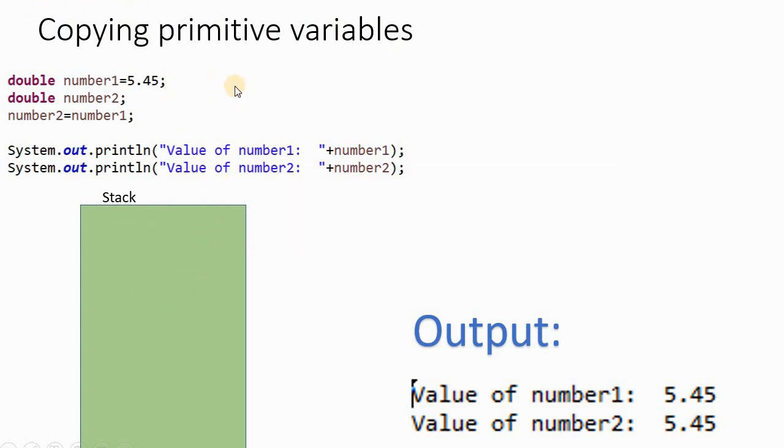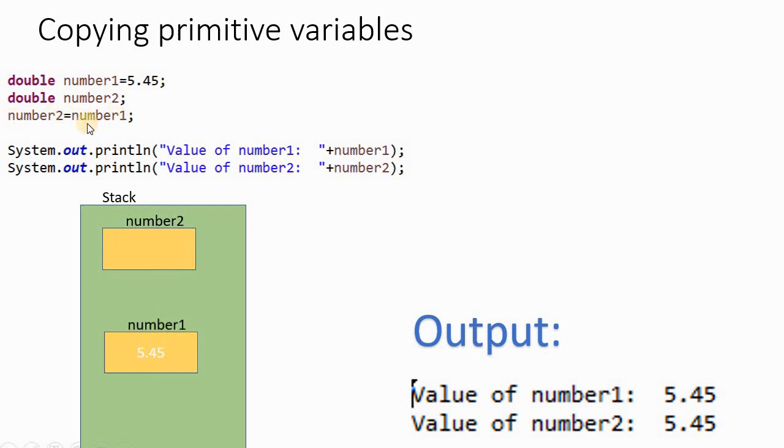Next is copying primitive variables. So here we have 5 lines, and we are going to see them one by one. Here we have number 1, and its value is 5.45. It is created on the stack, and it will hold the value 5.45. The second line, we have a declaration of number 2, but we don't have initialization. We don't have any value assigned to number 2 here. So here we have only a declaration.